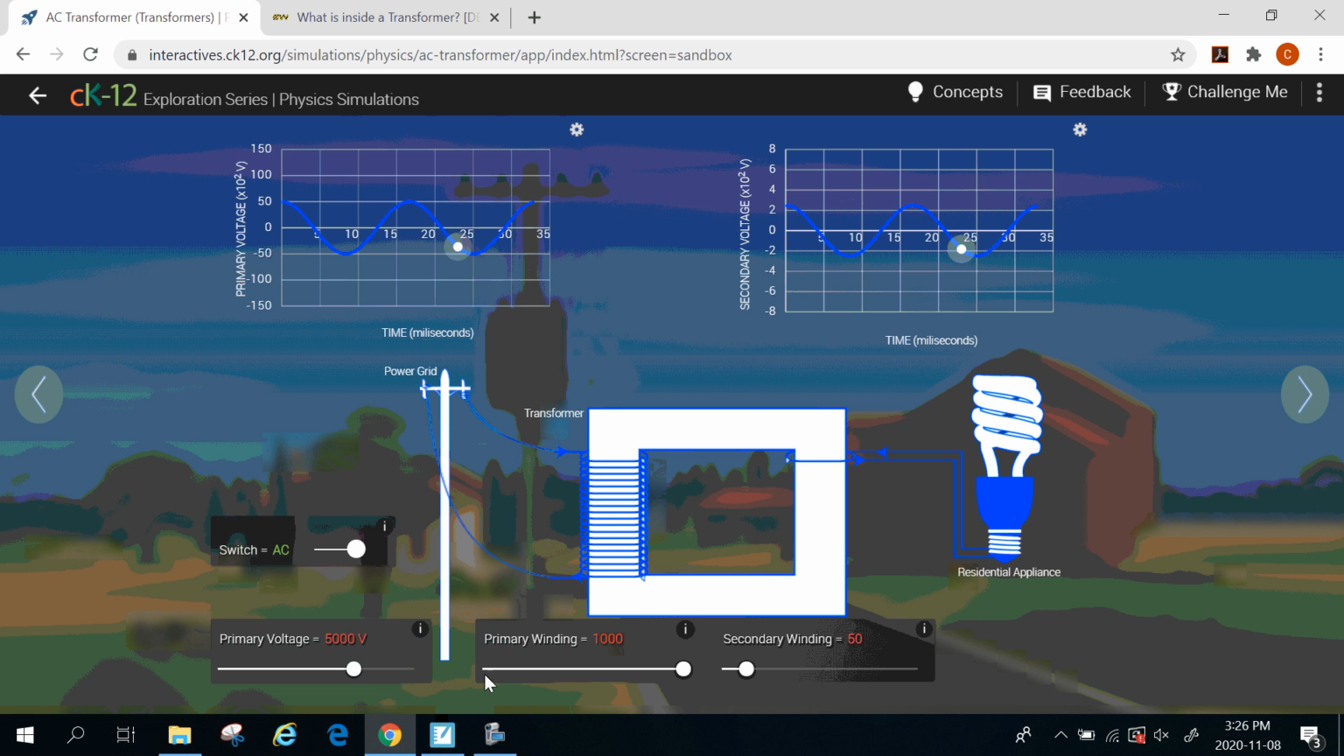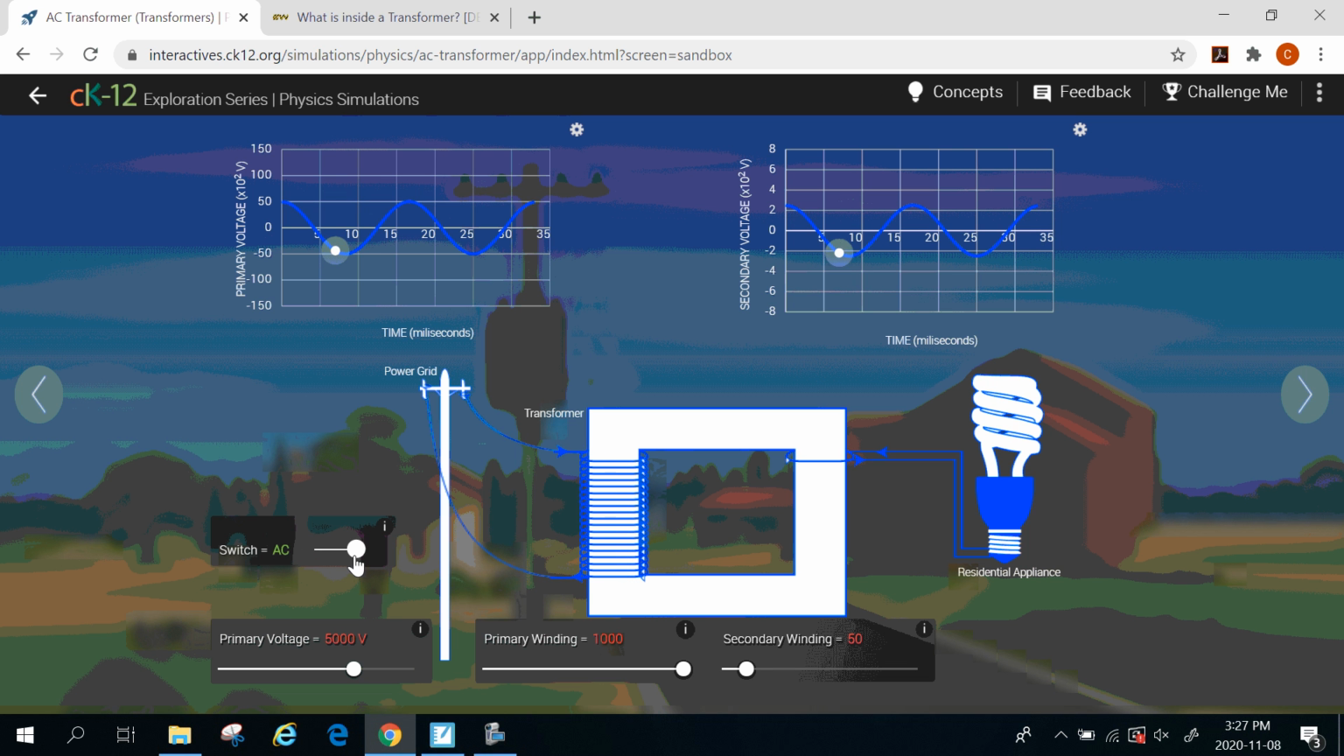So we're taking a look at the primary side on the left, and this is our power line that's bringing the energy into someone's house or into the school. If I change this switch here to DC current, let's do that first of all, we can see that there is a voltage on the primary side, but there is 0 on the secondary side. So what that tells us is that transformers don't work for direct current. They only work for alternating current.